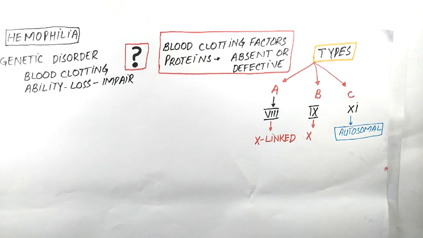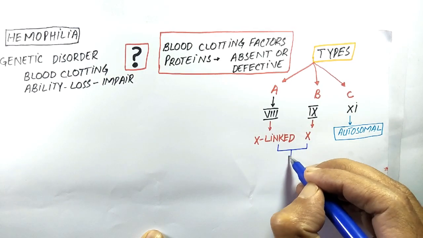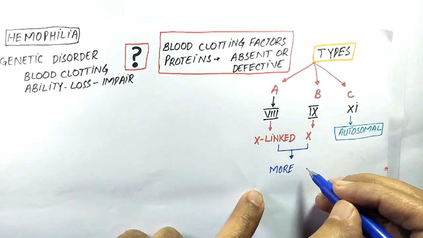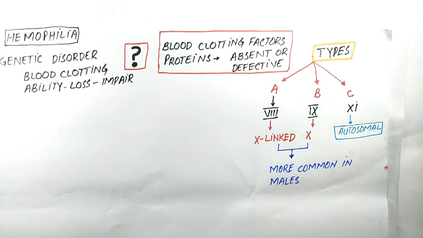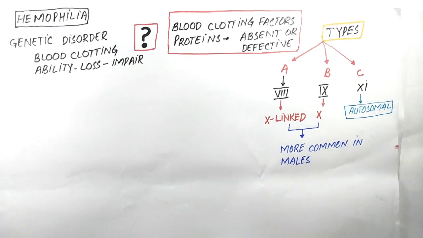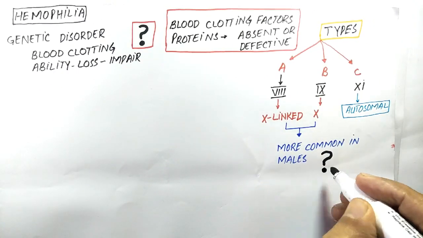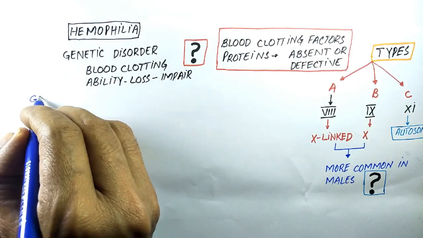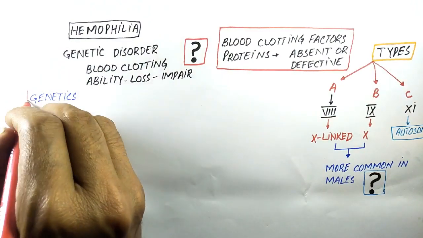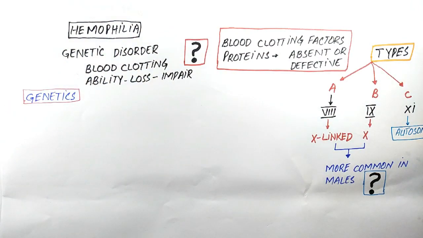Hemophilia A and B both are X-linked recessive traits, while hemophilia C is autosomal. These X-linked recessive hemophilia A and B are more common in males. Why these are more common in males, we will discuss in a few moments. As far as genetics of hemophilia is concerned, it is an X-linked recessive trait.